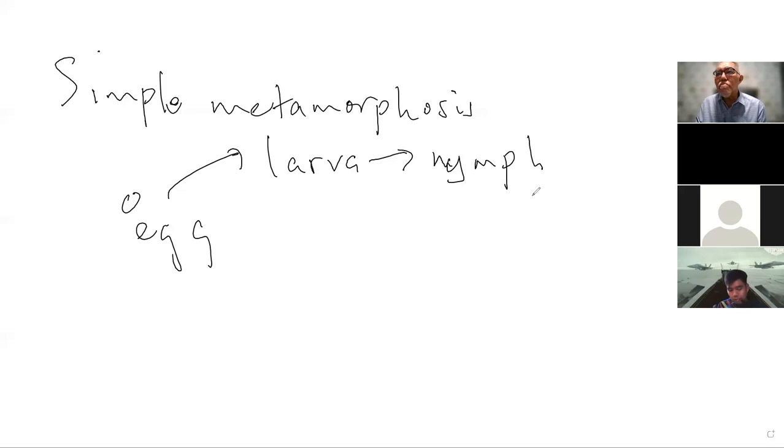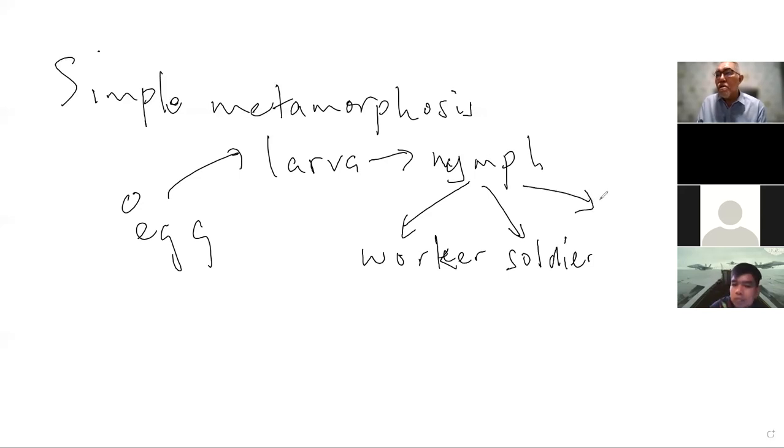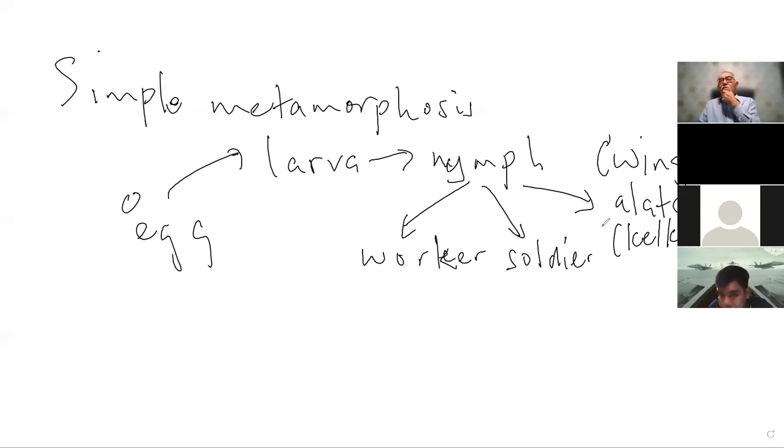So when the egg hatches, it turns into a larva, and then it transforms into a nymph, and then the nymph undergoes a very complex process, whereby it can become a worker, and then it can become a soldier, and it can become an alate. Okay, what is alate? Alate is kalkatu. And the word alate means wing. Wing, bersayap. So these are the three castes. We call it the caste.